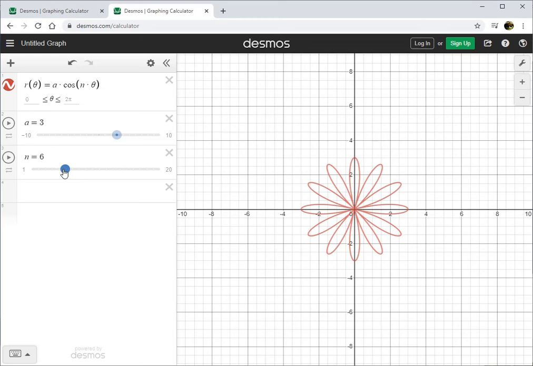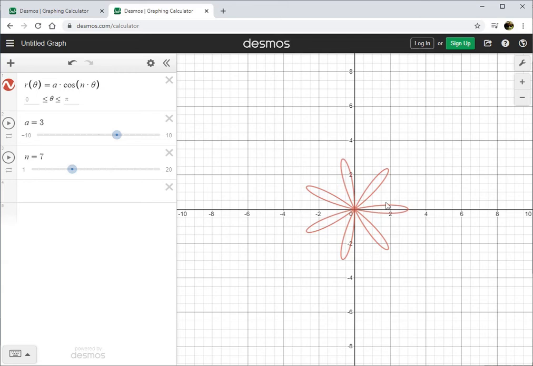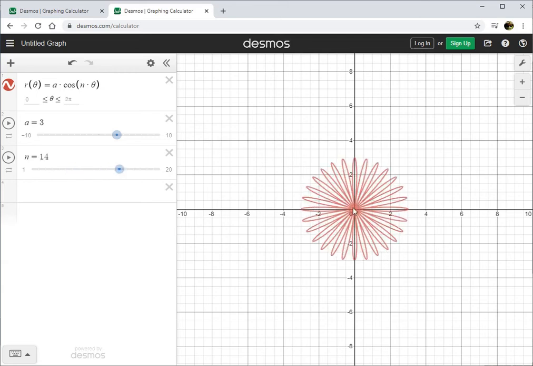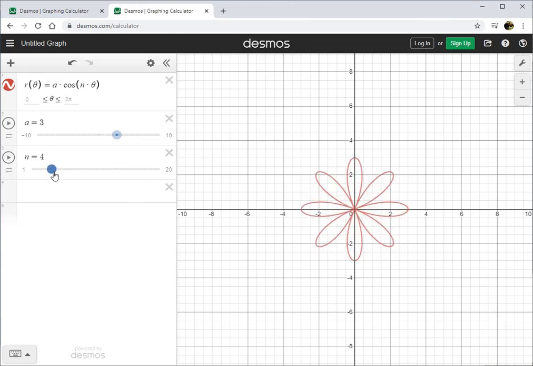So you can see the pattern here. If it's an odd number, you get that many petals, or n petals. If it's an even number, then you get 2n petals, like so. And the reason for that is kind of fun.